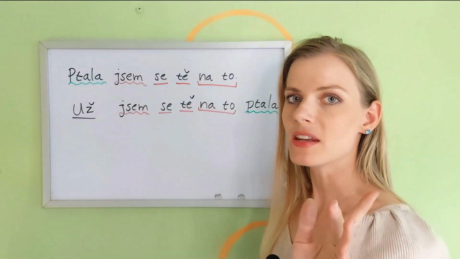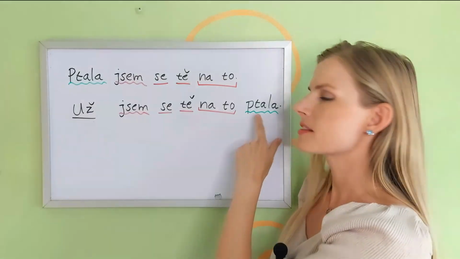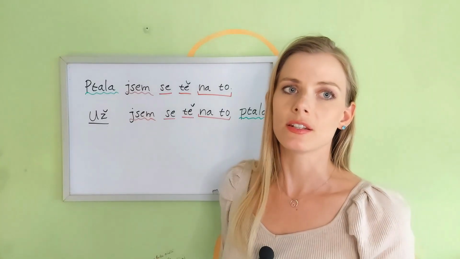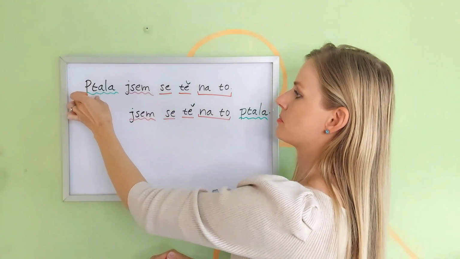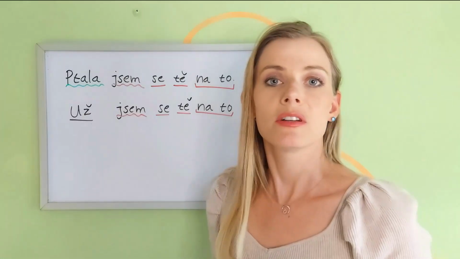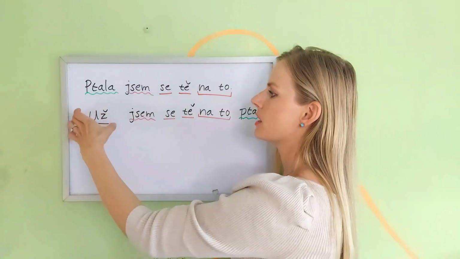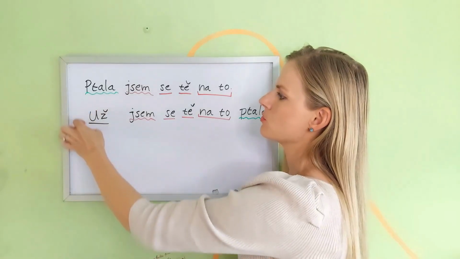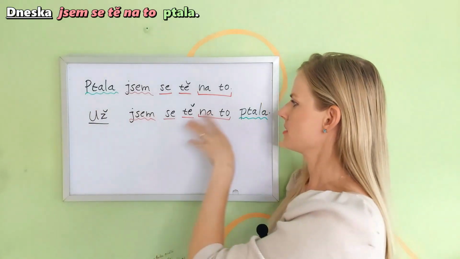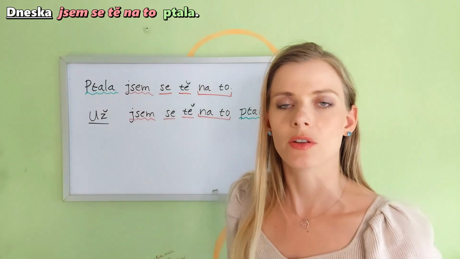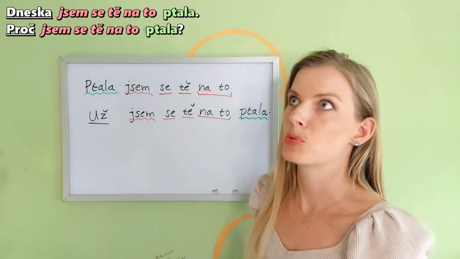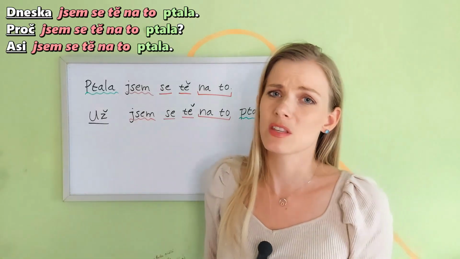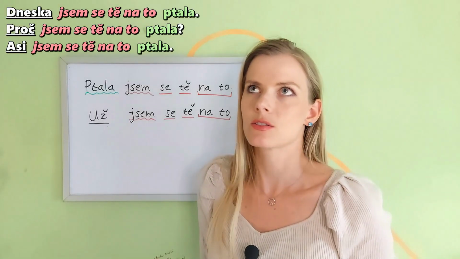So remember, the main verb is very accommodating. It's selfless. If it's not at the beginning, it'll be usually at the end or towards the end. It clears the place for another word. How nice, right? This applies to anything that you put here instead. You can replace už by dneska. Dneska jsem se tě na to ptala. I asked you about it today. Or proč? Proč jsem se tě na to ptala? Why did I ask you about it? Asi jsem se tě na to ptala. I guess I asked you about it.